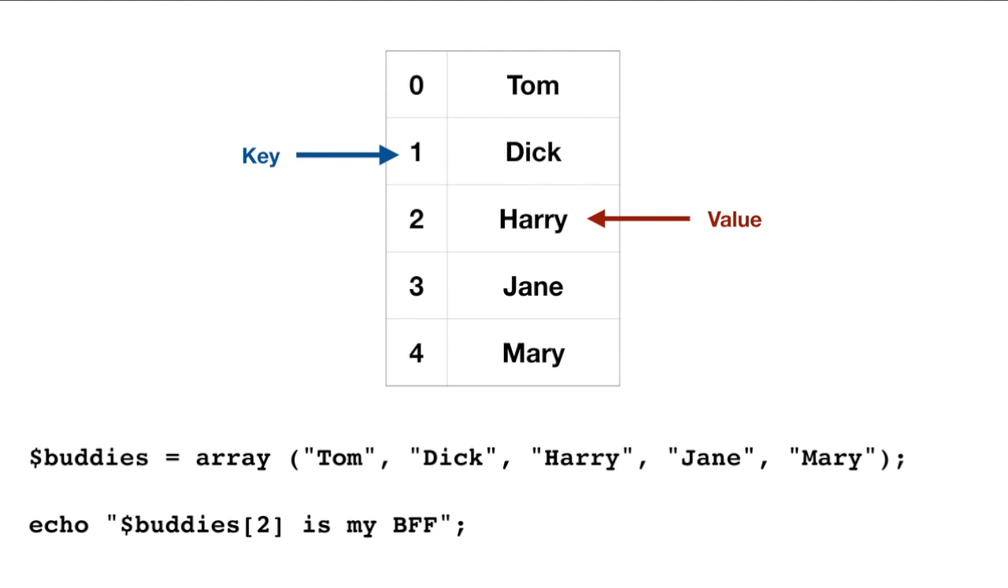If we look at the code here, we have buddies is an array, and in that we have Tom, Dick, Harry, Jane, and Mary. And then we can echo buddies 2. So we can refer to one of the variable stores by the name of the variable and then the index or the key into the array. And so buddies 2 is my BFF. We'll say Harry is my BFF.